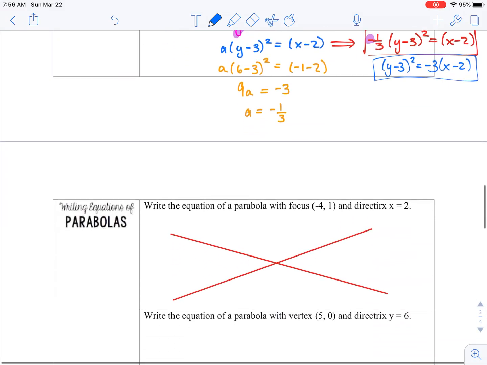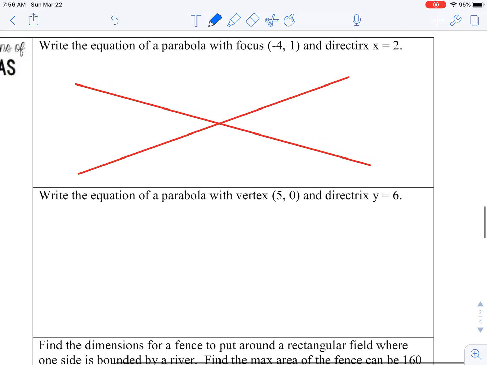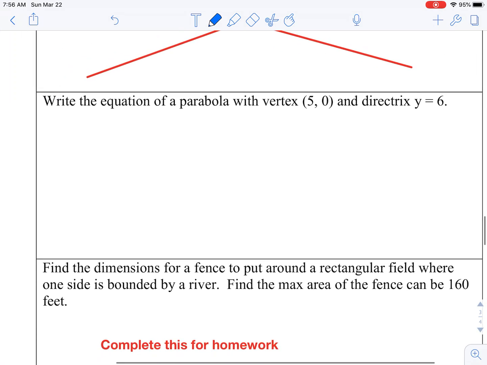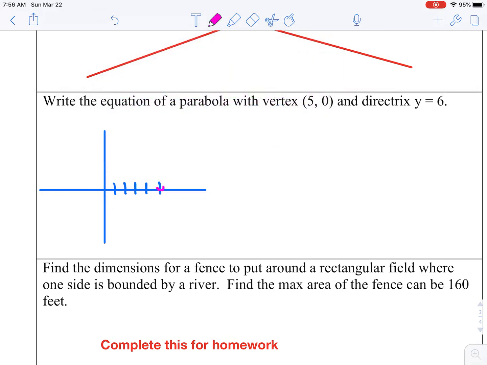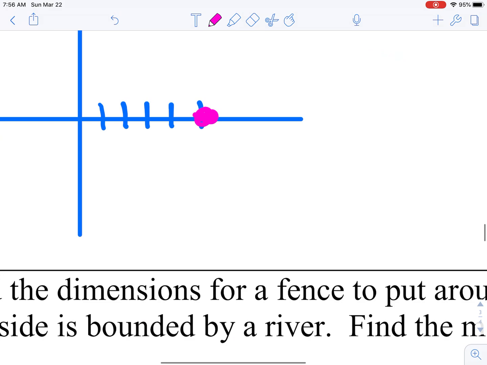non-squared side. We are not going to do the next problem. It's repetitive. But we can jump down to this last one we're going to do here. It says, write the equation of a parabola with vertex at (5, 0). So plotting 1, 2, 3, 4, 5, 0. So plotting this point, then it tells us we have a directrix at y equals 6.